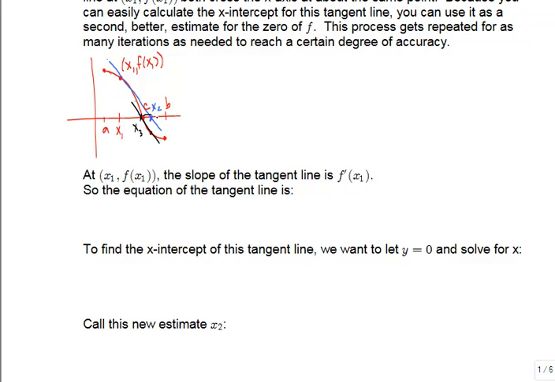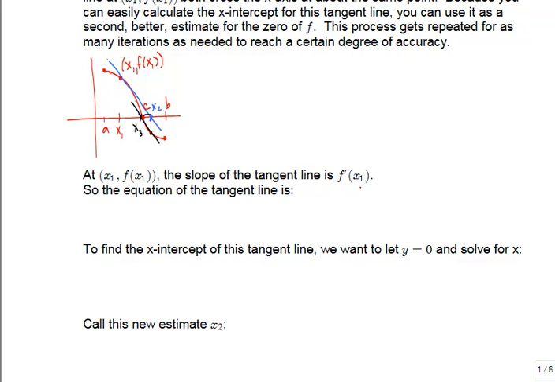Okay? So what we're going to do is sort of derive a formula for what this process is requiring us to do. And then we'll be able to use a formula to apply Newton's method instead of having to draw these pictures every time. So let's start with our first guess, that (x sub 1, f of x sub 1). We know that the slope of the tangent line at that point would be the derivative at x sub 1. So the slope of the tangent line is f prime of x sub 1.